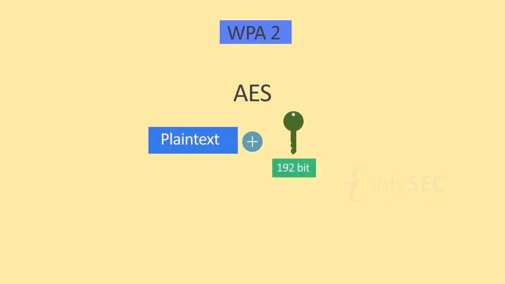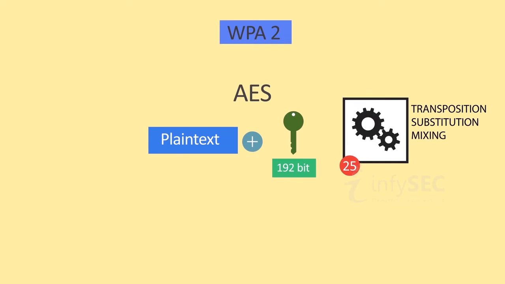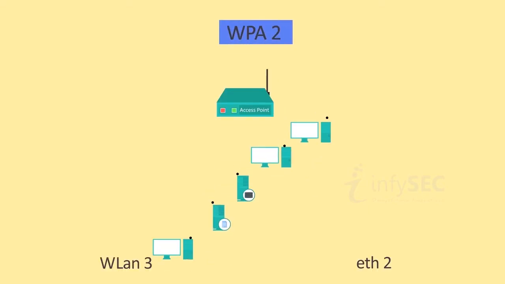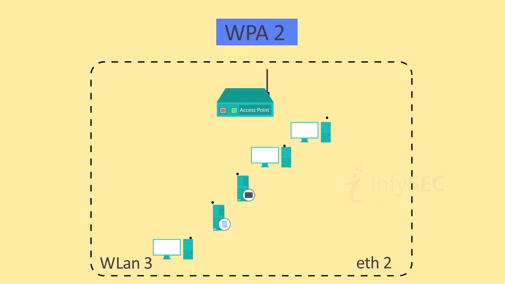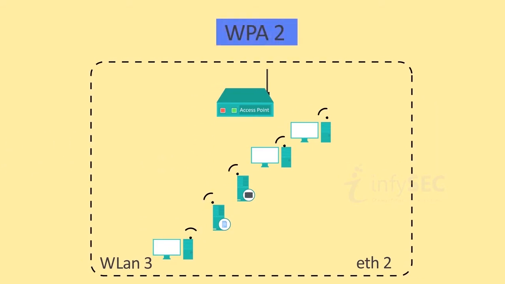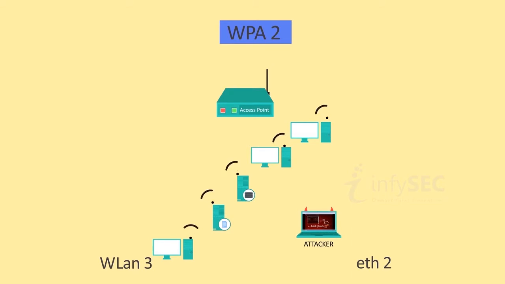When the key size needs to be increased, the number of cycles of transposition, substitution, and mixing also increases, which helps in generating stronger encryption. Having got an insight about WPA2, on completing the preparatory phase for the attacks, this network seems to be using WPA2. Now let's get into cracking the key.